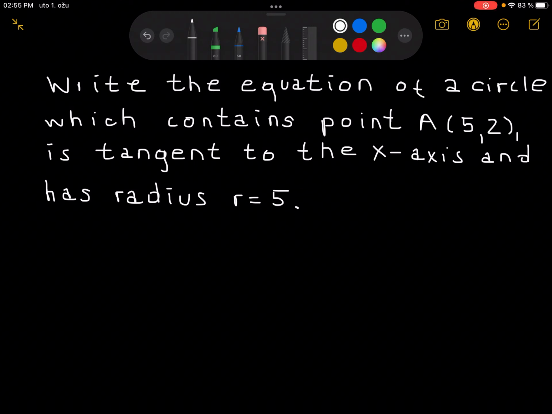Hi everyone. Today we're going to be doing another little circle problem. Namely, we are supposed to write the equation of a circle which contains the point A with coordinates 5 and 2 if that circle is tangent to the x-axis and has a radius r equals 5.